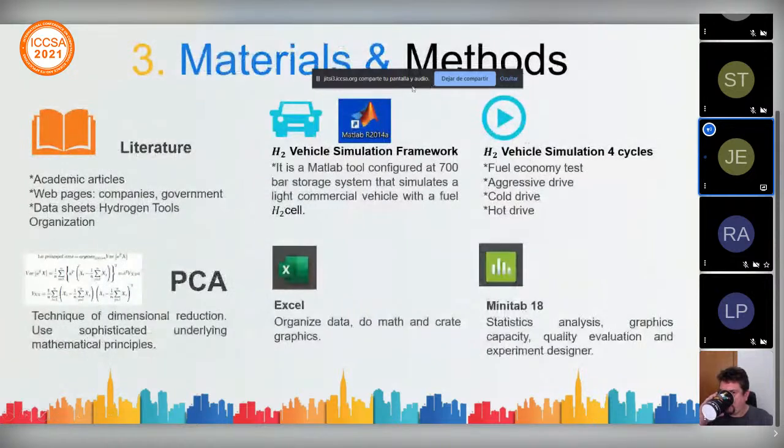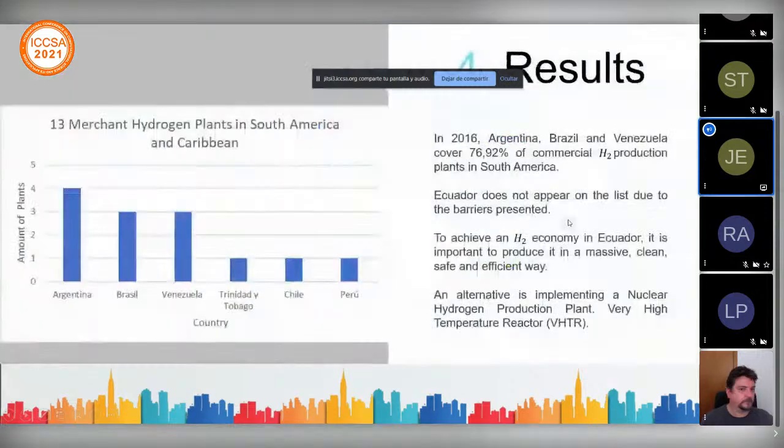What are the materials and methods? Okay, we use literature, and we use a hydrogen vehicle simulation framework to see what it could be here in Ecuador. Then the simulator was configured for fuel economy tests, aggressive drive, cold drive, and hot drive. With those results, we apply principal component analysis, a dimensionality reduction technique that uses sophisticated underlying mathematical principles. Also, with Excel and Minitab, we can organize data to do the math and statistics for the research paper.